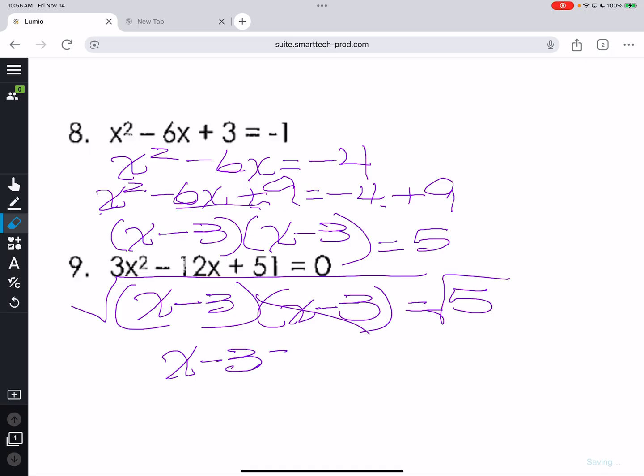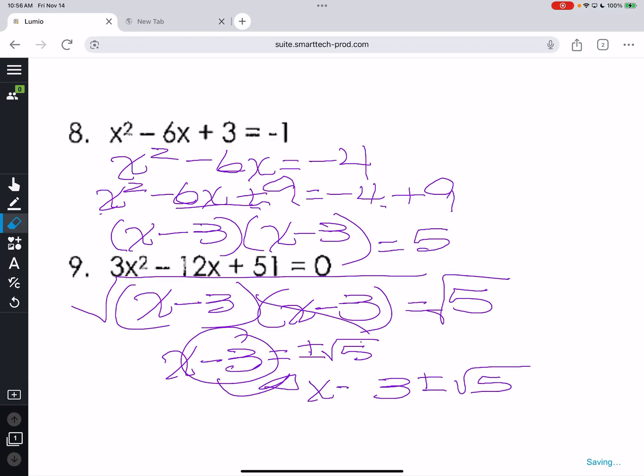And then 5, we can't break any further. So plus or minus radical 5. Nope, the negative 3 moves over as a positive 3. So 3 plus or minus radical 5. Is that because it always has to be x equals? Yep. Got to isolate your x.